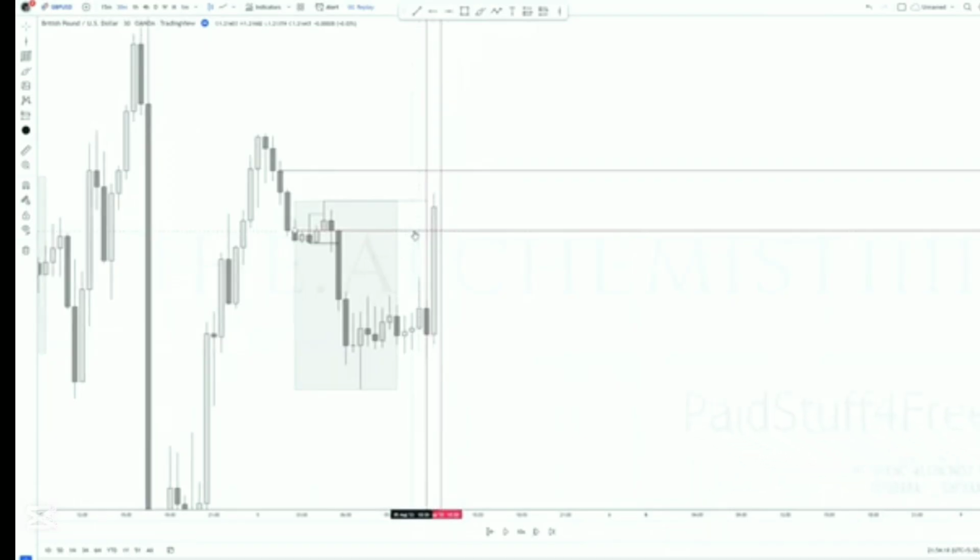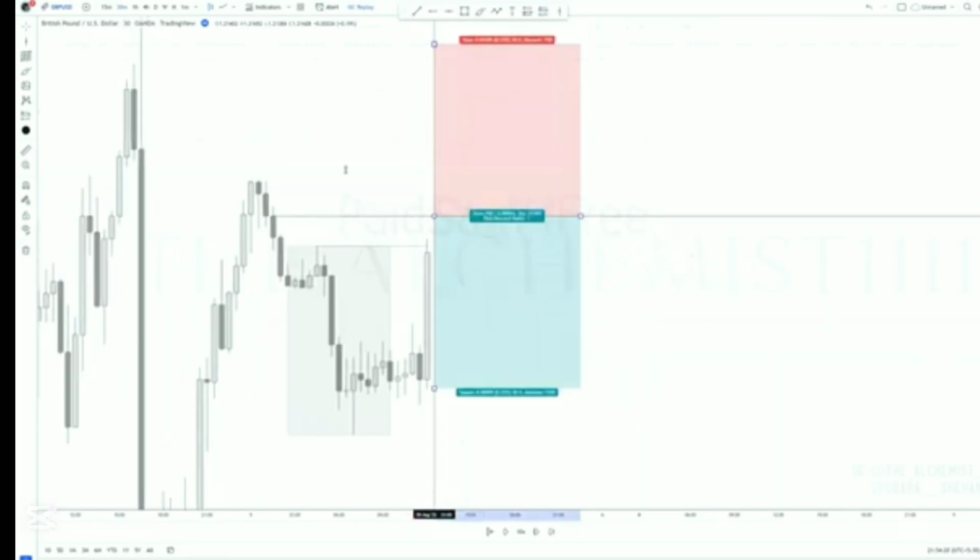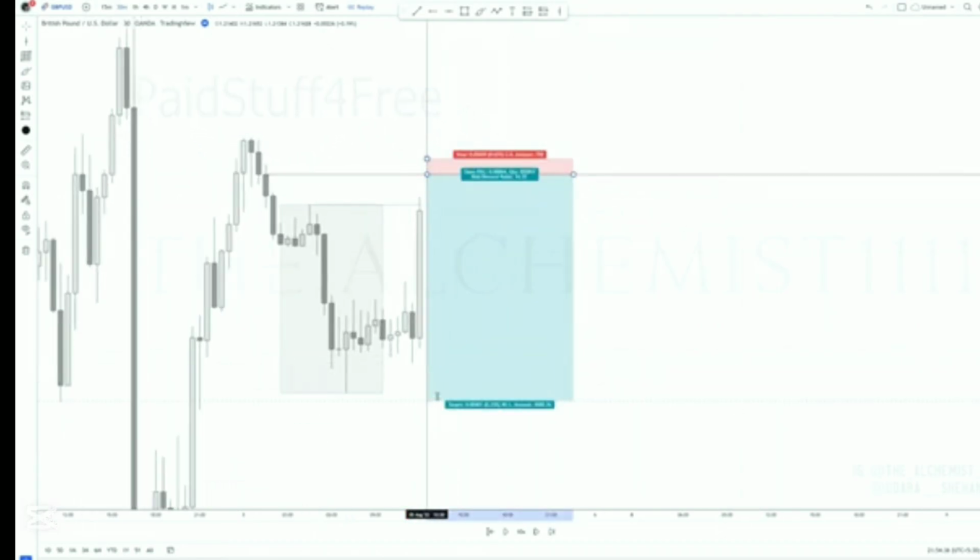So do we enter? No. We did not get the reaction we need, then we do not enter. But from here, now time is good. It has done a manipulation of Asia. Now we can sell it. Stop loss above the rejection block. I had around 2.8 pips with spreads, and then we target the Asian low.